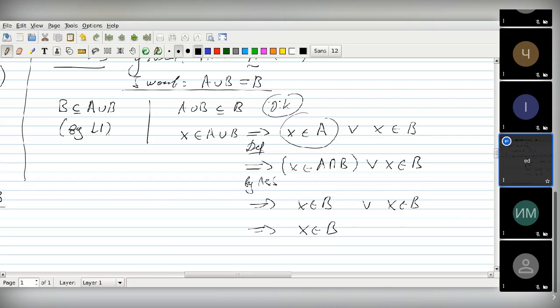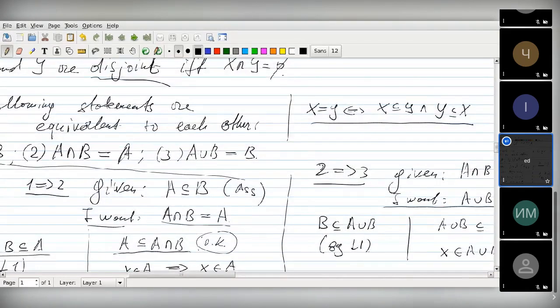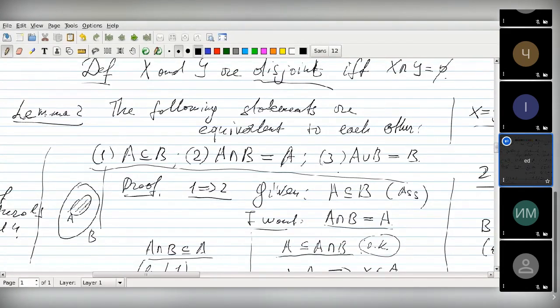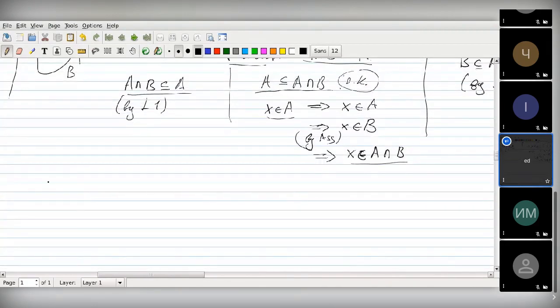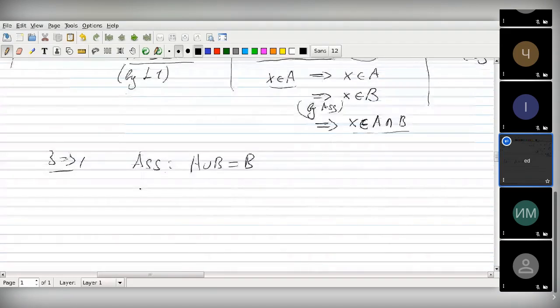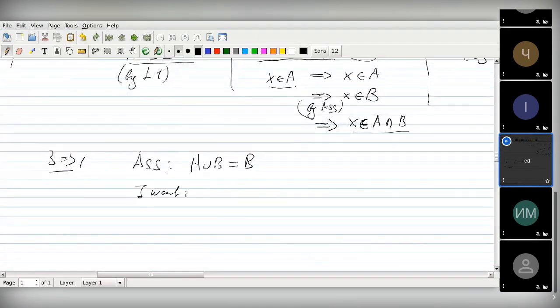Is it clear? Or do you have any questions? Clear, that's clear. Okay, and the last one, we want to derive the first statement from the third one. Assume that the union equals B, and I want to prove that A is a subset of B.